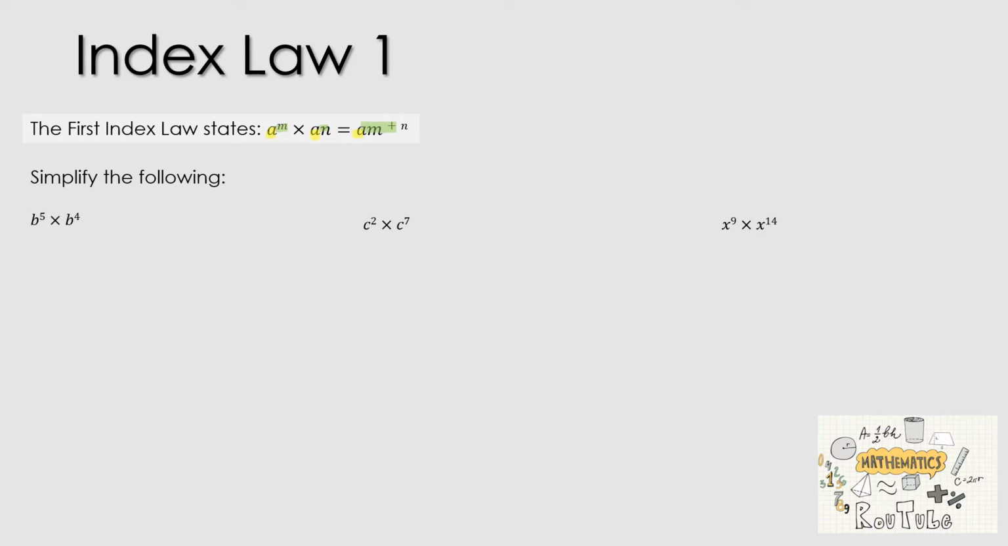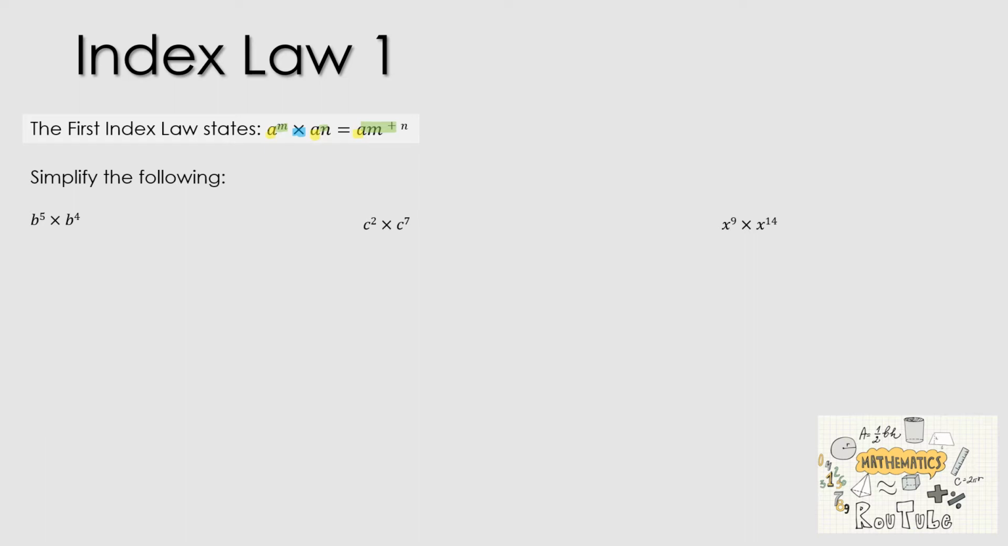It's really important that you understand that the first index law is all about these two operations: multiplication and addition. Once we go through index law 2, you'll see how it's similar but a little bit different as well. So index law 1 is all about multiplication and addition.